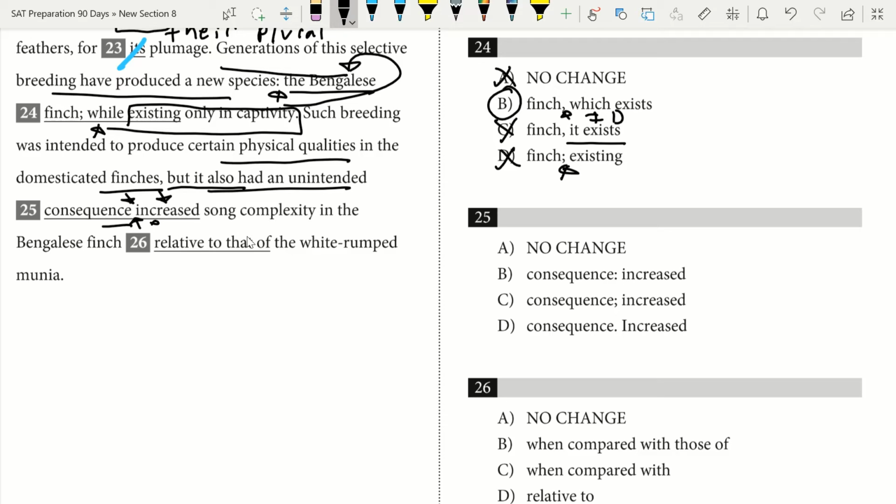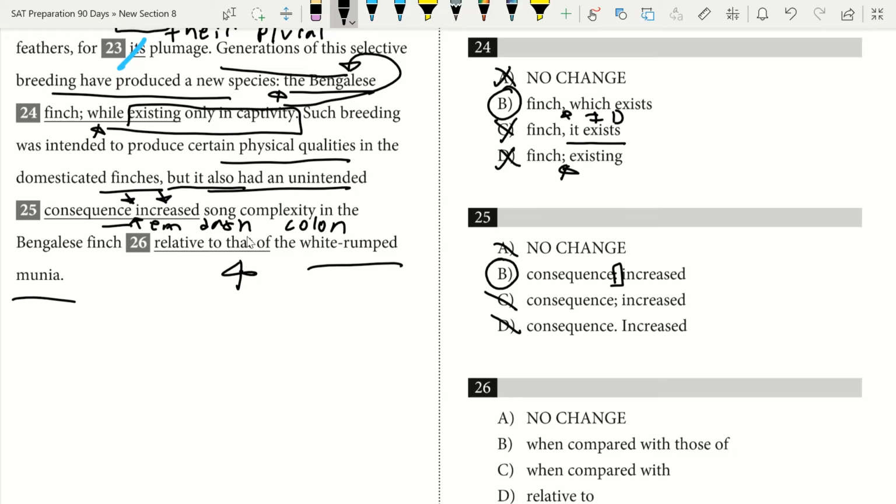So I'm looking for either an M dash or a colon. Okay, so I see I don't have an M dash, I see I do have a colon, so I know my answer there is going to be B. So 25, the answer there will be B, right? We want to use this colon in order to emphasize that that unintended consequence is the increased song complexity in the Bengalese finch relative to that of the white-rumped munia.